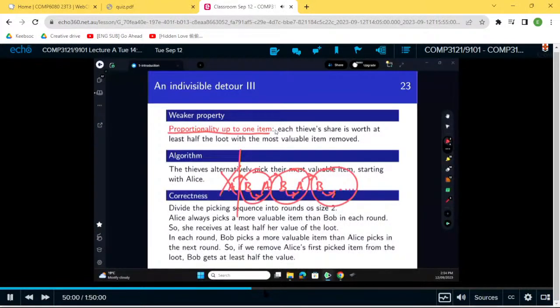Each round, Bob picks a more valuable item than Alice picks in the next round. So if we remove this first item that Alice picked from our picking sequence, then Bob gets at least half the value. Okay.